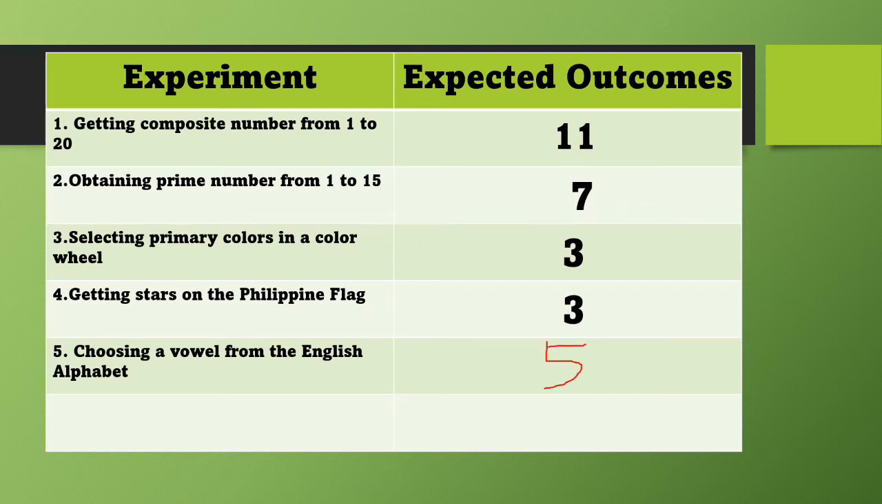So there you are. You have there the experiment and then the expected outcomes. Getting composite numbers from 1 to 20, your expected outcomes is 11. Obtaining prime numbers from 1 to 15, the expected outcomes is 7. Selecting primary colors in a color wheel, you have 3. Getting stars on the Philippine flag, you have 3. And then choosing a vowel from the English alphabet, you have 5. So that is only a simple experiment in which you are going to record the expected outcomes.